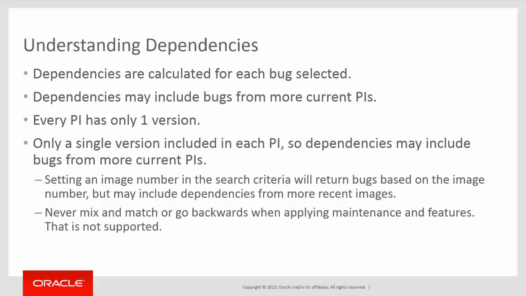Anytime a bug is selected to be applied, we ask the system two questions. First, give me all the bugs that I'm dependent on, and second, give me all the bugs that are dependent on me. For each of the bugs that's returned, we go through that same process. So think of this as being a recursive process, but there's a slight exception. Any bug that shows up in the list as having already been applied is pulled out.